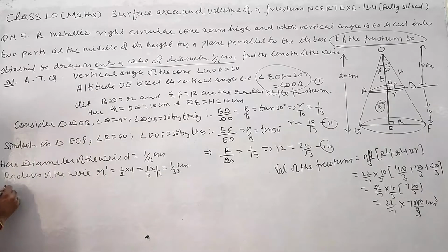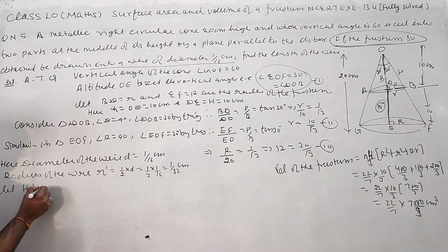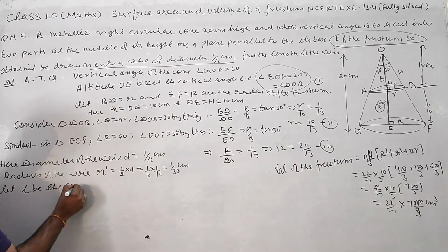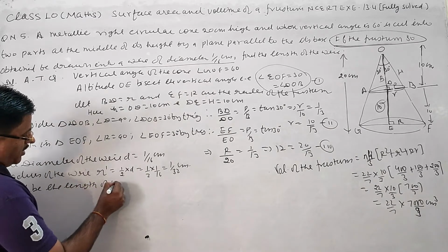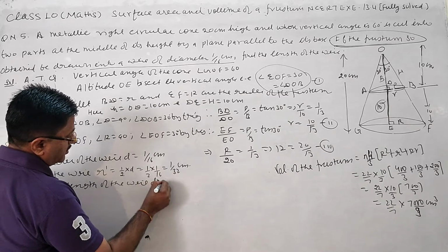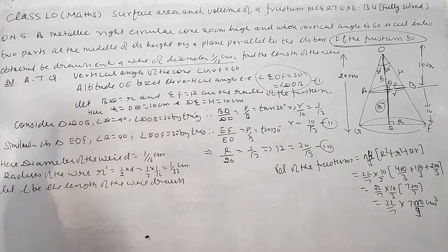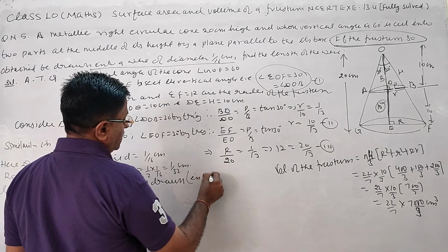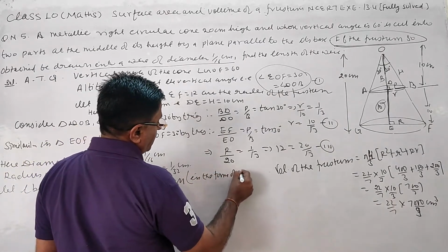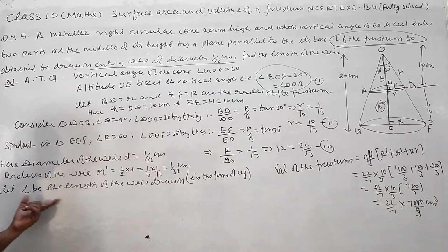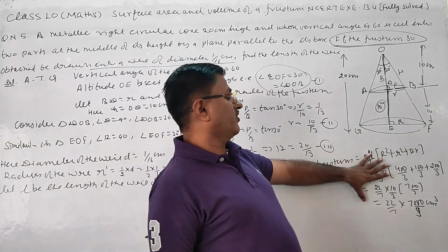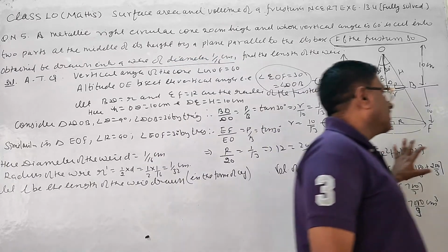Now we consider capital H, or you can say L, let L be the length of the wire drawn. We are taking L as the length of the wire. Now you know that the wire is in the form of a cylinder. A wire is always in the form of a cylinder. So what is the volume of the wire? That is the volume of the cylinder. Now the key point: this total frustum, which is in the form of a solid, we can convert.